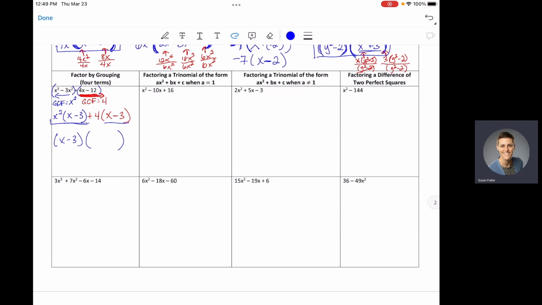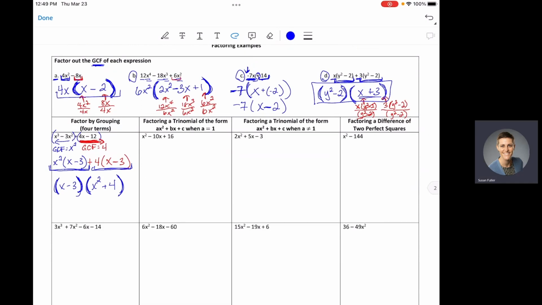X squared times x minus 3 divided by x minus 3 leaves us with x squared here. And 4 times x minus 3 divided by x minus 3 leaves us with a plus 4 here. So now we are completely factored. Basically, this is what we're going to look like when we're completely factored. We're going to have thing 1 in parentheses times thing 2 in parentheses.